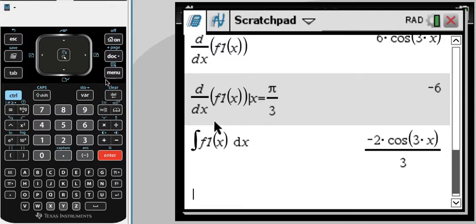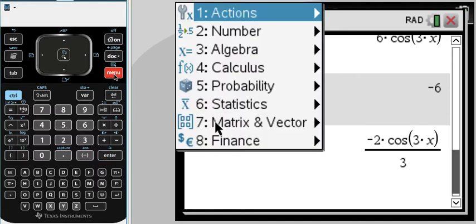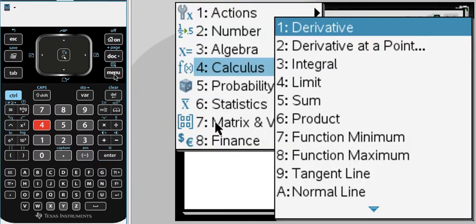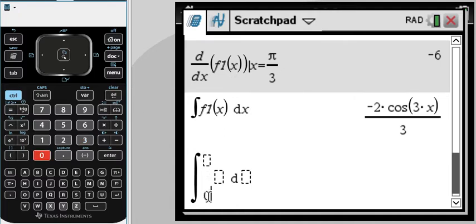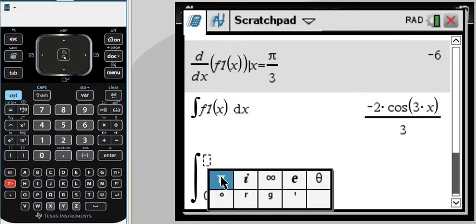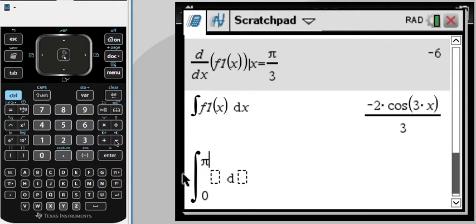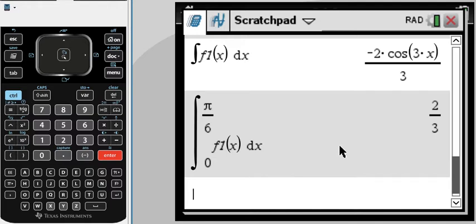And if I wanted a definite integral, I can come back and choose the integral. I'm just going to do from 0, let's say, to pi over 6. Make something up here, go to pi divided by 6. And I'm doing that of f1 of x dx, and hit enter. And boom, there I see my result, 2/3.